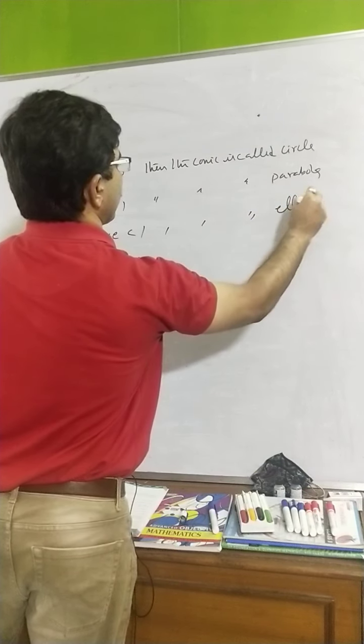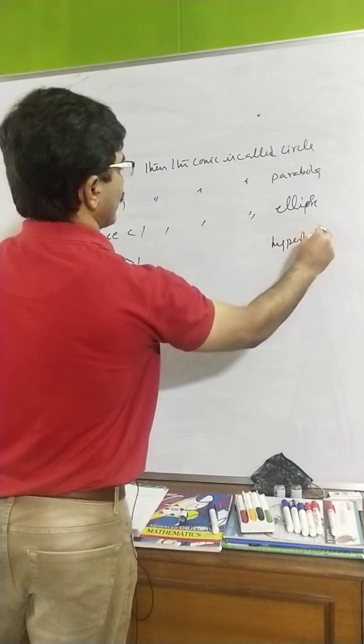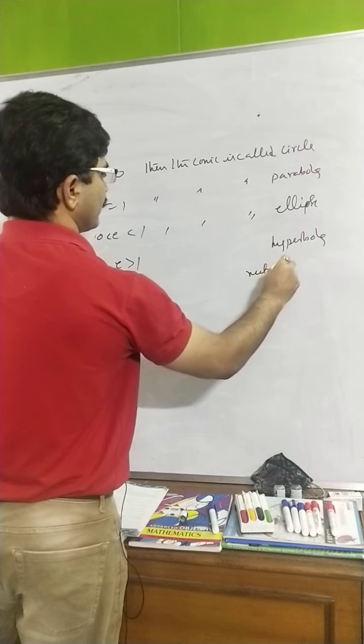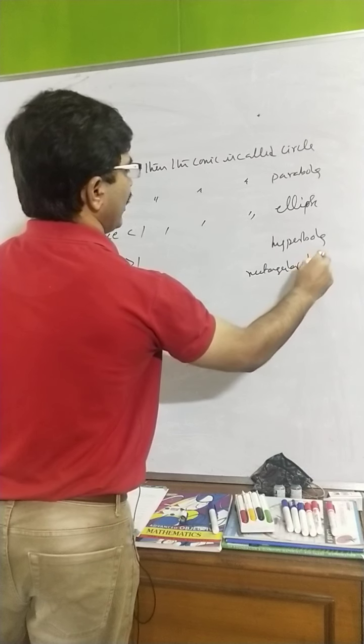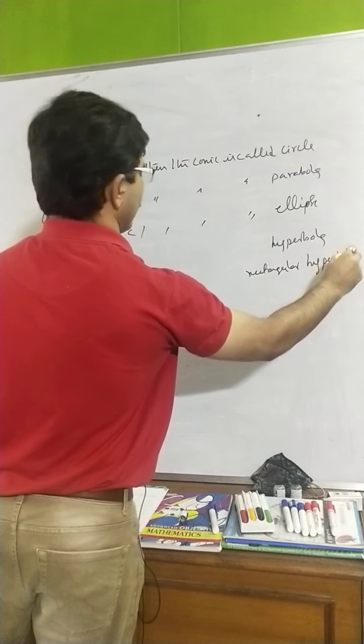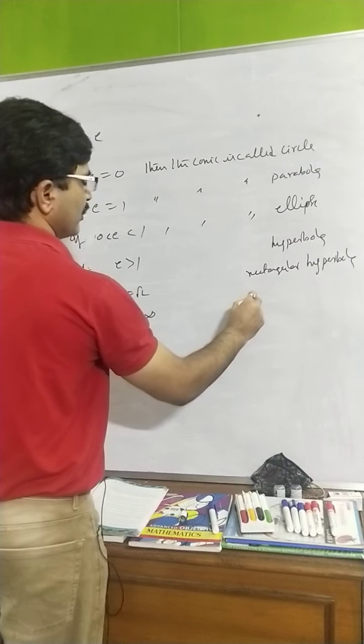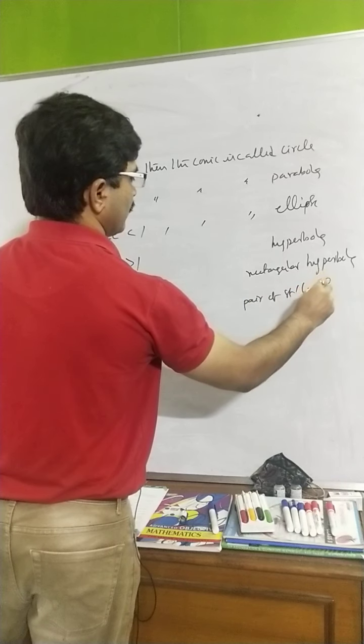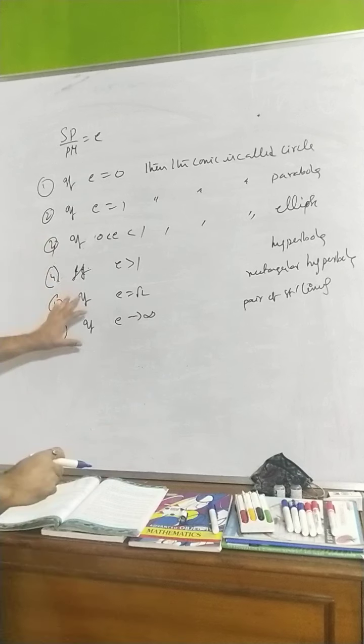And if e is greater than 1, the conic is called a hyperbola. If e is root 2, it is a rectangular hyperbola. And the last one is a pair of straight lines. Okay, a pair of straight lines we are going to get.